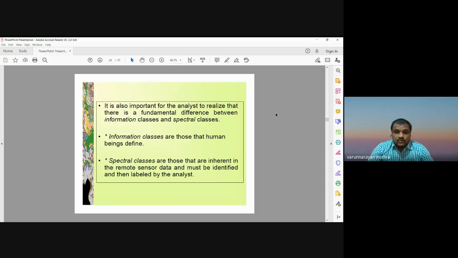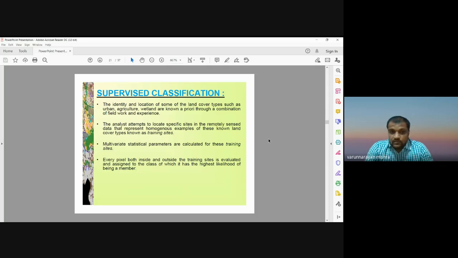A spectral class is related to the spectral response that is inherent in the remotely sensed data sets, whereas information classes are the classes that we identify or define on the basis of the visual interpretation of the satellite image. So information class and spectral class are two important terms, and these are very important when we talk about classification or the extraction of thematic information from satellite images. Now, there are two kinds of classification process: supervised classification and unsupervised classification. First, I will discuss supervised classification and different types of classification methods under it.